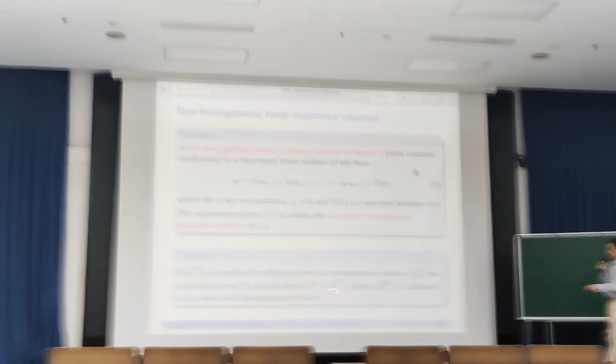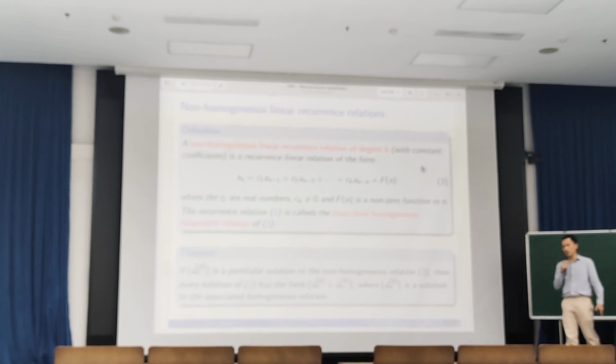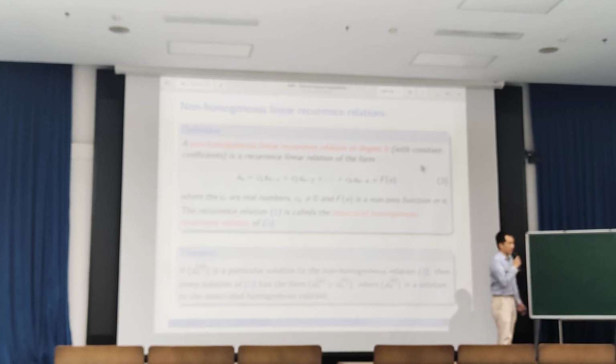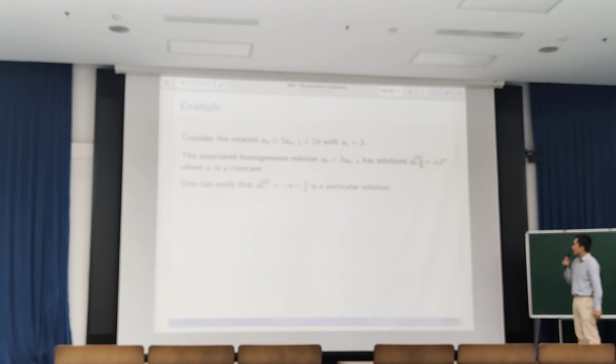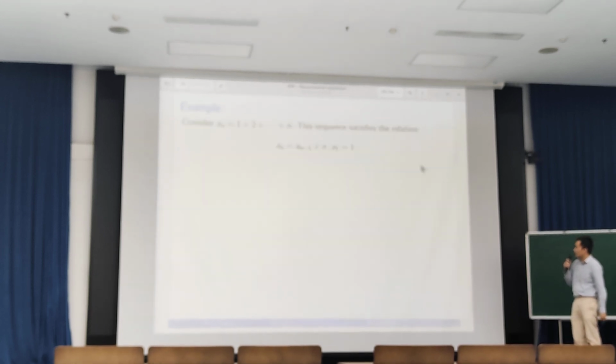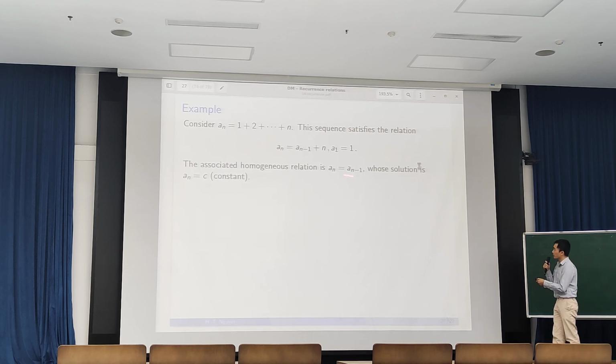particular solution plus the general solution for the homogeneous relation. So it is similar to systems of linear equations. Okay. So you find a particular solution and then you add a solution where there is no term fn here. Okay. So now for this example in particular, our homogeneous solution is simple. So it is the constant sequence.